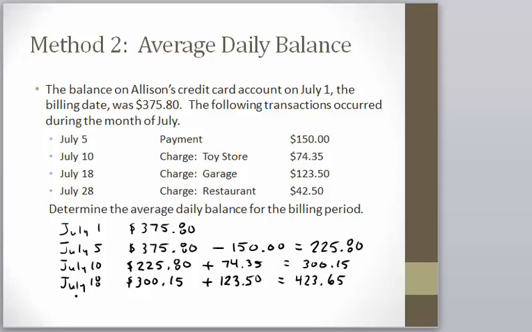$423.65. And then finally, on July 28th, I'm going to take her current balance of $423.65 and note that she made an additional charge in the amount of $42.50, which brings her total to $466.15. So at the end of the billing period, she owes $466.15.